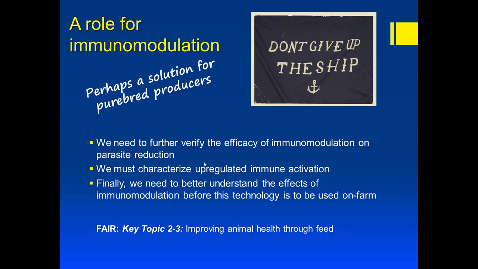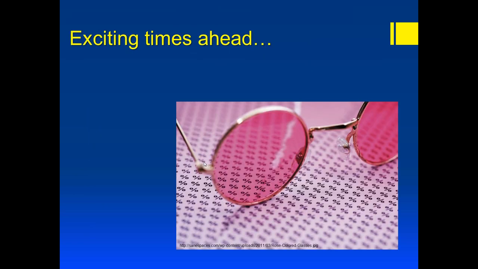And we've got to understand the effects of immunomodulation on the whole animal before we start transferring this technology to be used on farm. The great thing about this is that the food animal integrated research proposal put forth by the Federated Animal Science Society has identified it as one of their key topics. That's improving animal health through feed. What that means is that this gives researchers an advantage in applying for grants to specifically fund this type of research, and it provides sheep producers some real answers down the line.